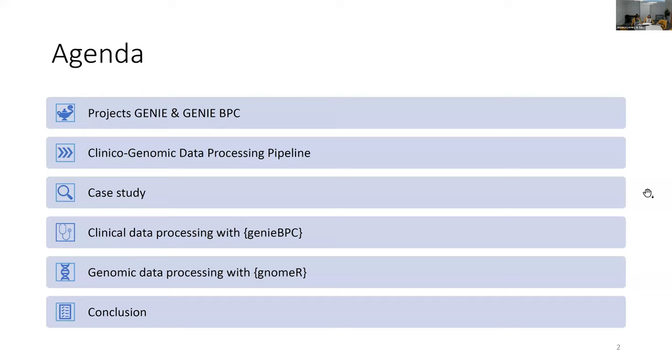In terms of our agenda today, we'll start with going over a brief overview of projects GENIE and GENIE BPC. Then we'll look at the clinico-genomic data processing pipeline and delve into a case study where we'll work through clinical data processing with GENIE BPC and genomic data processing with gnomeR, and then we'll wrap it all up with a conclusion.